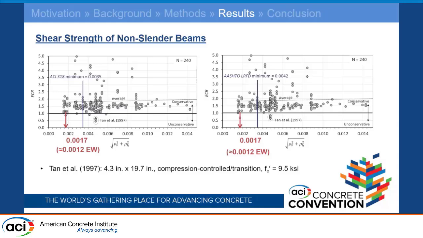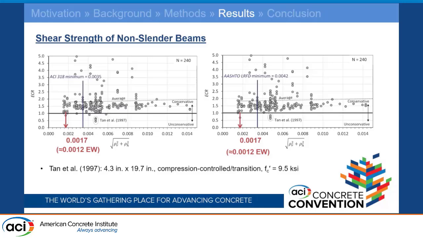A couple low points here for the non-slender beams. Two of them were compression controlled, and one of them was in the transition. They also had a really high compressive strength of concrete, which can sometimes lead to inefficiencies in the strut and tie model. So similar to the other one, I would say that these low values are not necessarily because of the reinforcement percentage, but are due to other factors.